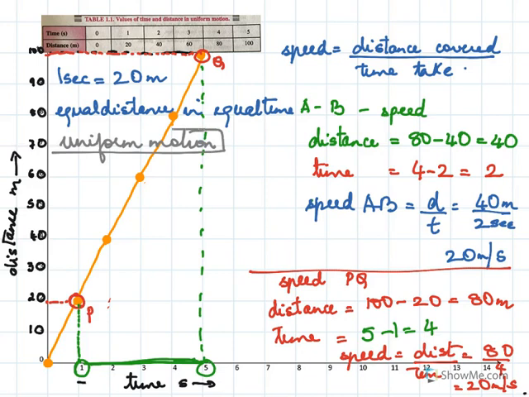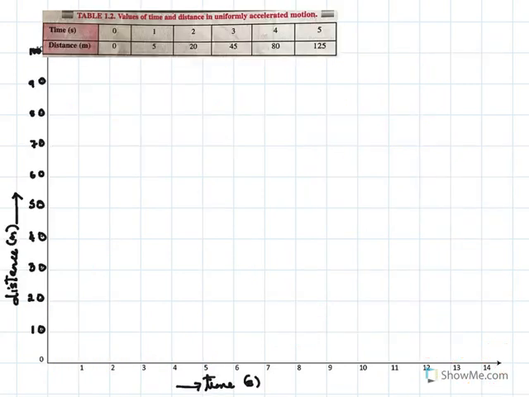So what is uniform motion? When a body travels equal distance in equal time, the body is said to be in uniform motion. Now let's mark the distance time graph of this body. At 0 it is 0, that means I'll mark here 0.